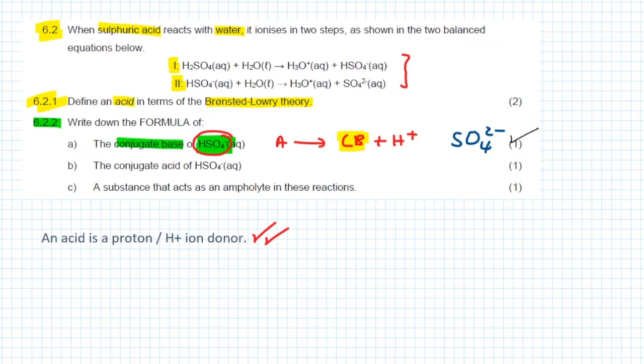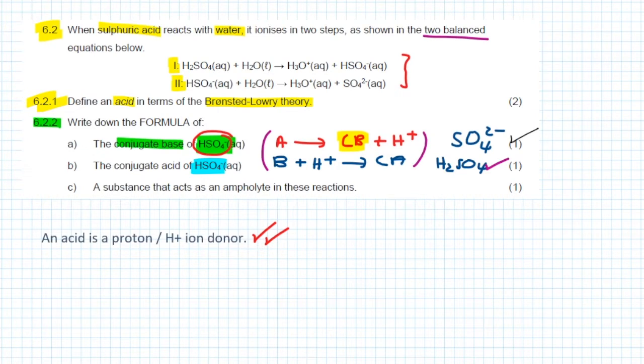Now they say write down the formula of the conjugate acid of HSO4-. The conjugate acid of a base forms when the base accepts a proton. So a base accepts a proton to form a conjugate acid. So we're going to take HSO4- and we're going to add a proton to it. When you do so, we form sulfuric acid. So the conjugate acid of HSO4- is sulfuric acid. Think about the logic. Don't confuse yourself by looking at the 2 balanced equations.